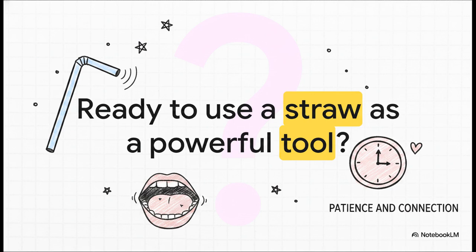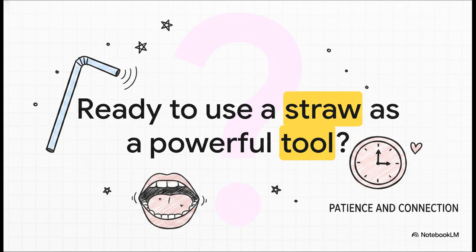So, are you ready to turn a plain old household straw into your child's most powerful communication tool? Remember, changing a child's speech isn't about expensive equipment or fancy gadgets. As we've seen from these clinical guidelines, it's all about giving them clear physical placement cues, providing immediate feedback so they can actually hear the difference, and approaching daily practice with patience and connection. You absolutely have the tools to do this.